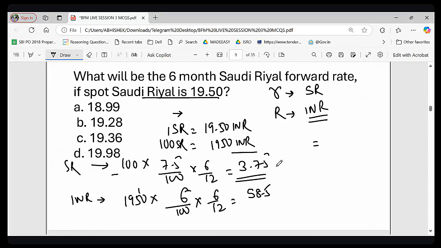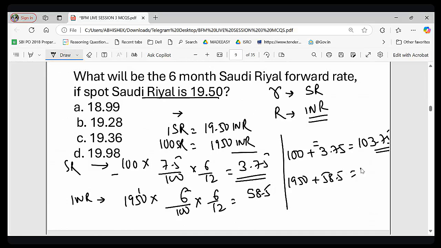So now we are dividing by 12. You know very well the reason why we are dividing. We have just calculated the interest. Now we just add interest to the principal. So this will give you the final amount. So this will be how much? For Saudi Riyal, it will be 100 plus 3.75, which will be 103.75. And for Indian rupees, this will be 1950 plus 58.5. So this will be how much? 2008.5. So this gives us the future value of both the currencies after 6 months.